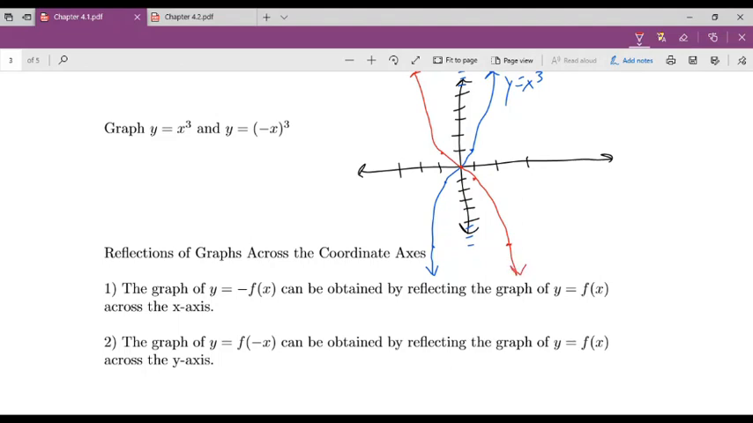But this time, instead of reflecting over the x-axis, we're actually reflecting over the y-axis here. So if I reflect this over the y-axis, it comes here. If I reflect this over the y-axis, it comes here. Okay. The cool thing about this one is this actually reflected over the x-axis as well. So if I reflect this over the x-axis, it becomes this. Reflect this over the x-axis, it becomes this. So this is actually reflected in a few ways, but this is definitely reflected over the y and x.